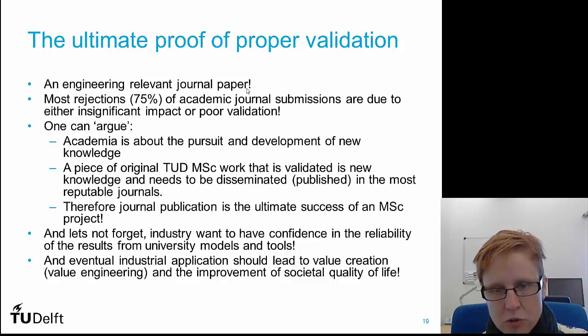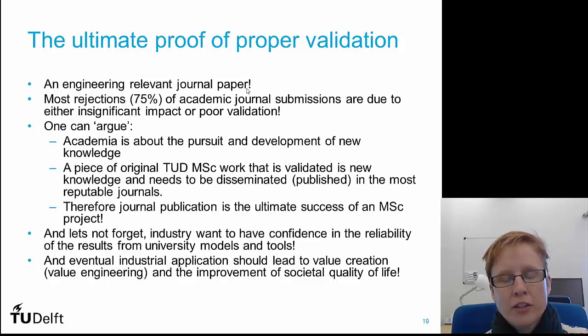And most of the time, when a journal article gets reviewed, it's like, well, you haven't actually validated your results by benchmarking it to something else or proving it beyond reasonable doubt. So if you look at academia as the pursuit and development of new knowledge, your thesis work is going to be original if you can validate it and have it published. That's more or less the proof of the pudding.